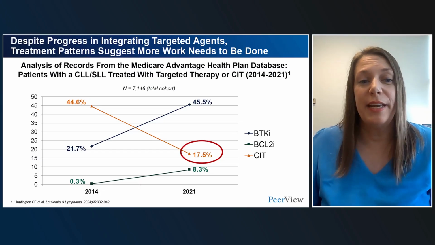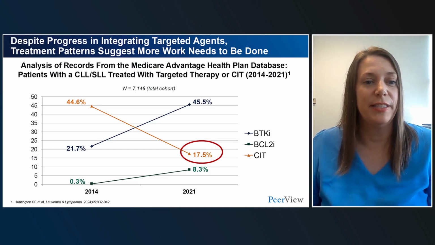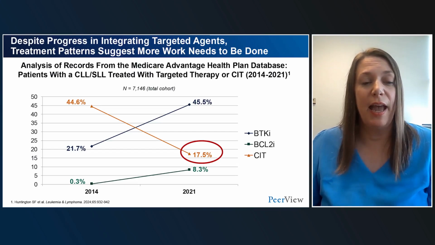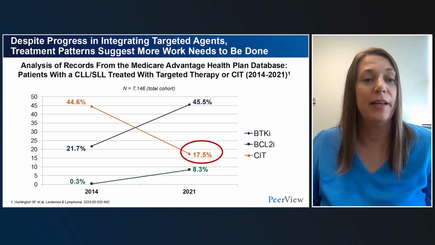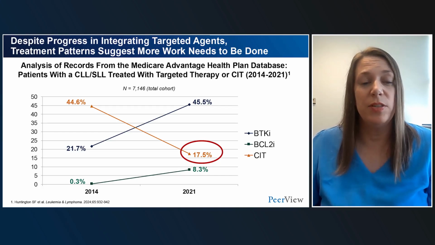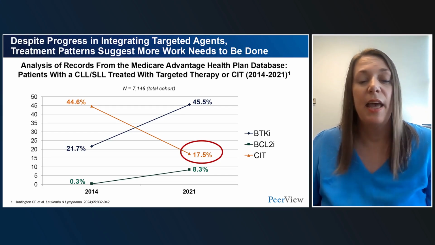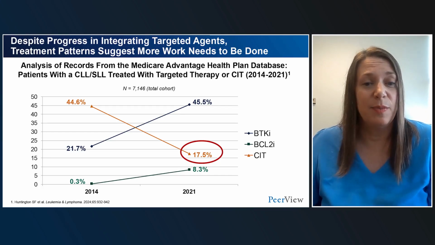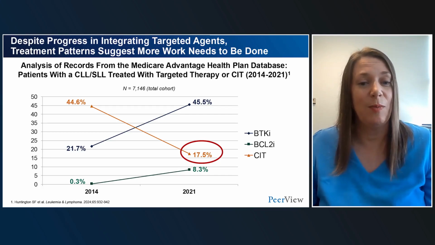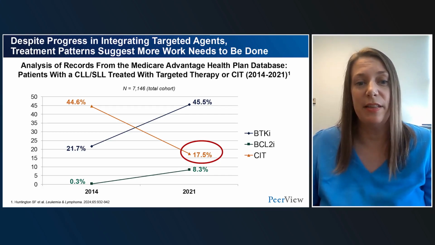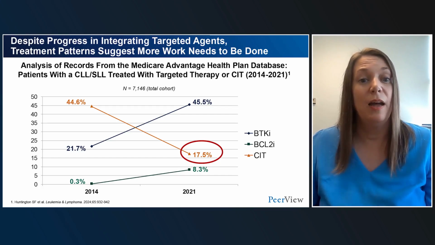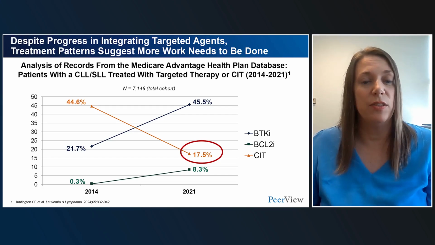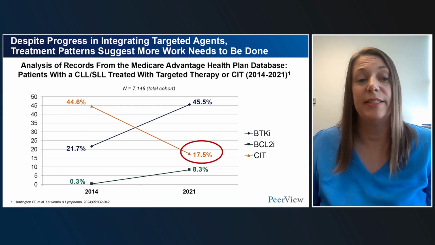Here's some real-world data to show how practice patterns have shifted with the introduction of targeted agents in CLL. So this is looking at cohorts of patients treated in 2014 compared to 2021. And as you can see, chemoimmunotherapy usage has dropped really dramatically as novel agents have been more and more utilized. However, there still are a substantial number of patients who are receiving chemoimmunotherapy in the frontline setting, suggesting that we still need more data and more education regarding the use of novel therapies in frontline CLL.